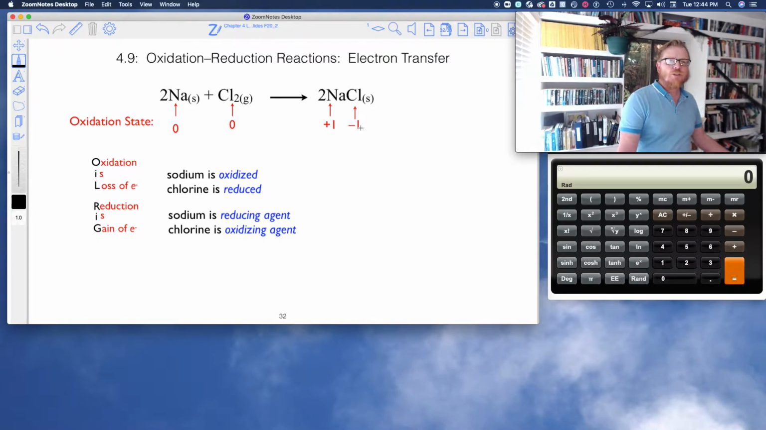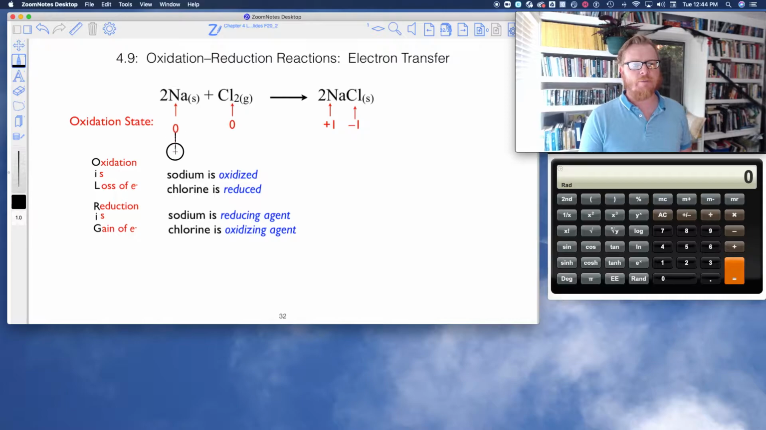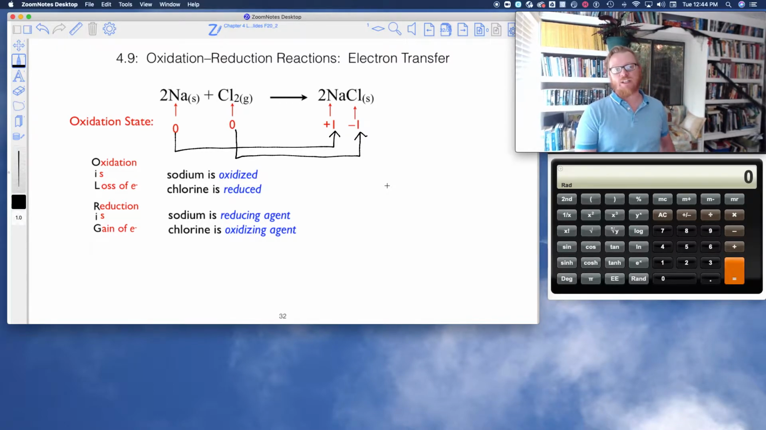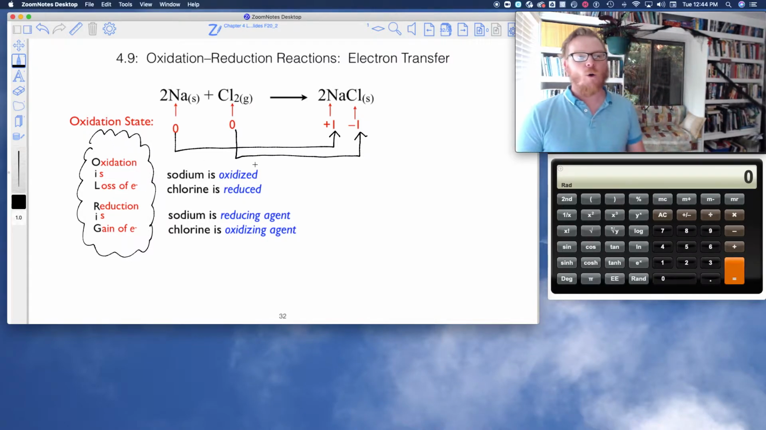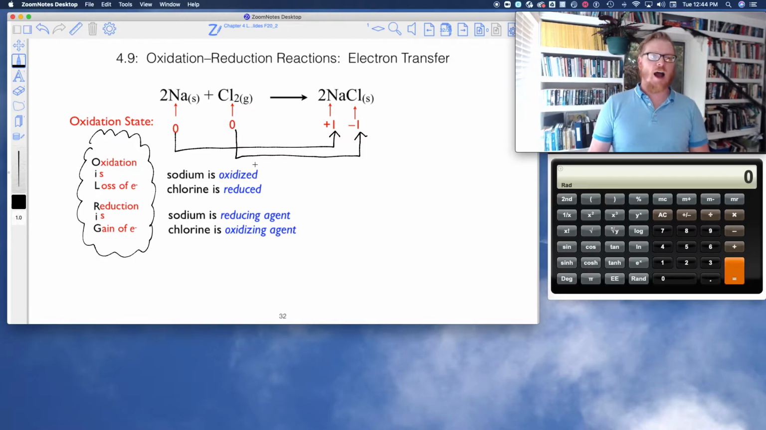Okay? So now let's look at what happened to the sodium. In going from sodium metal to sodium plus, its oxidation state increased by 1. And going from chlorine gas to chloride anion, its oxidation state decreased by 1. So what is happening with this thing? Well, we have this really famous mnemonic, right? OIL RIG. Oxidation is a loss of an electron. Reduction is a gain of an electron.